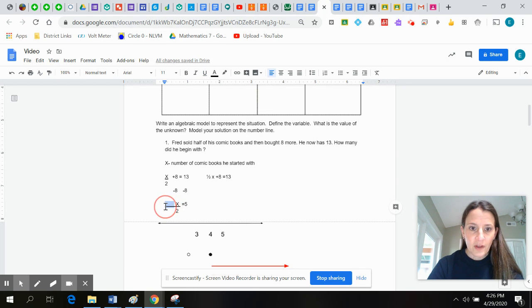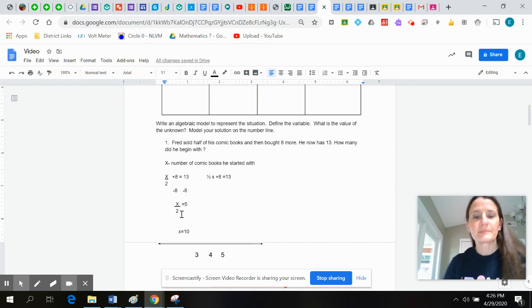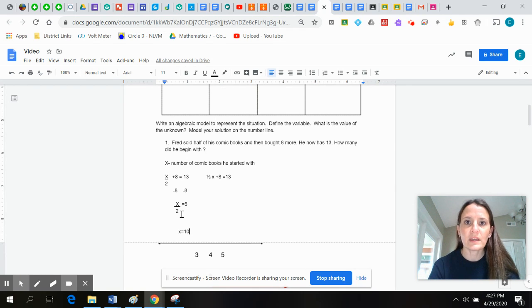All right, so now we want to solve for x. So what number divided by 2 equals 5? Well, we know that number is 10. Okay, that makes sense. So we know that x has to equal 10. So he started with 10 comic books. All right, so what step did we use in order to go from x divided by 2 equals 5 to x equals 10? Well, we multiplied both sides by 2. If I have a half x, I have to double it. I have to multiply by that denominator.